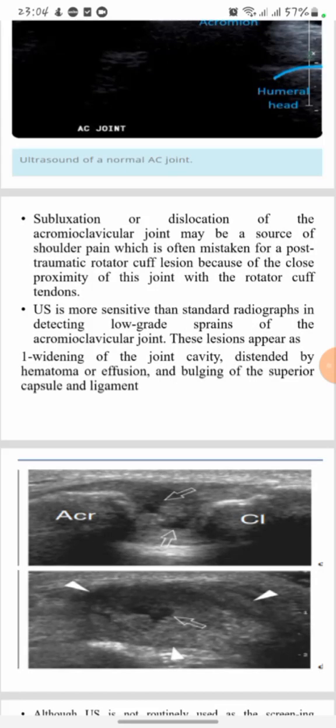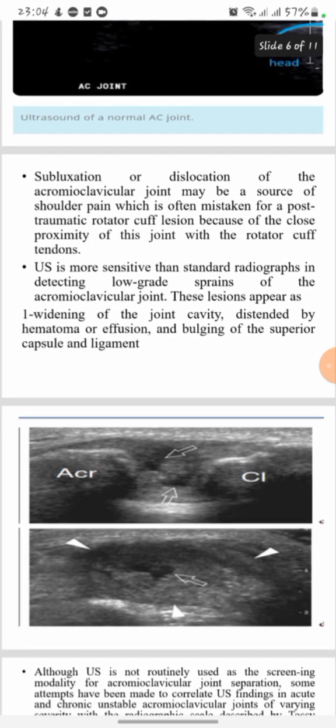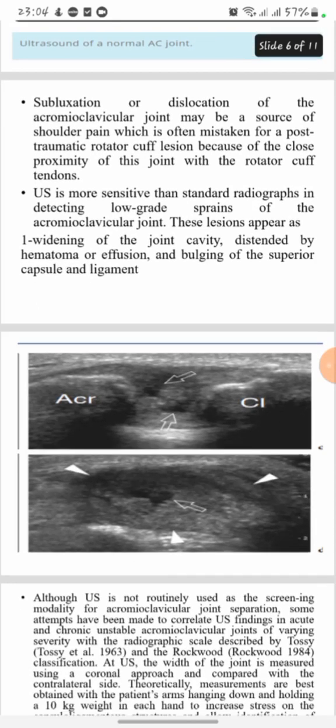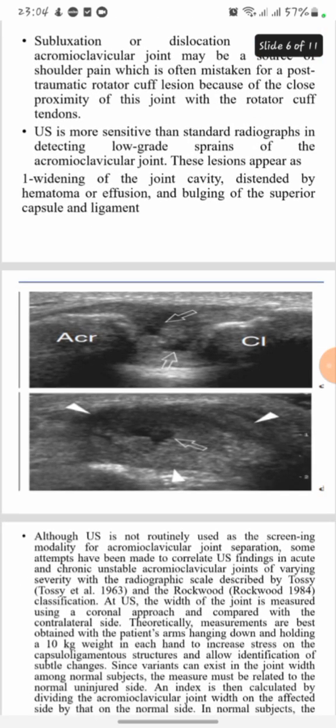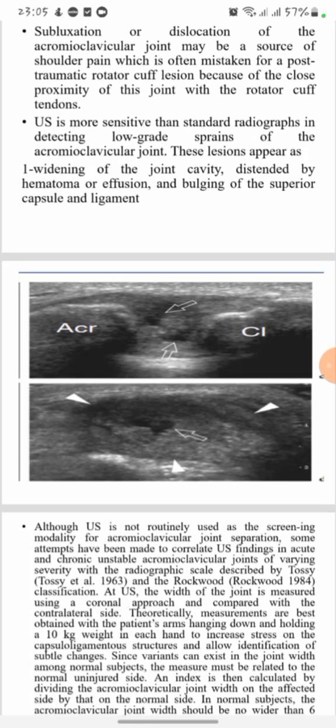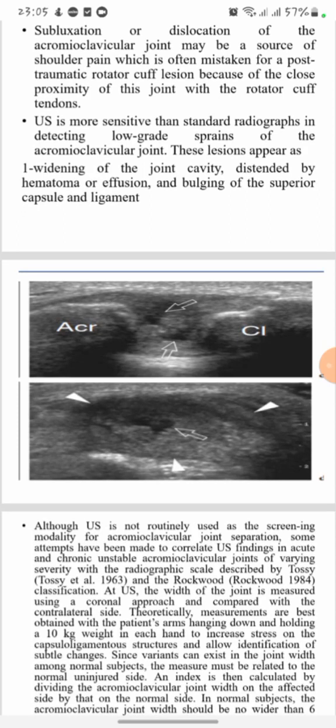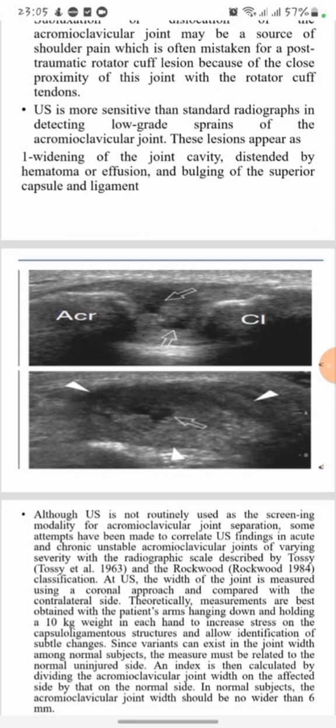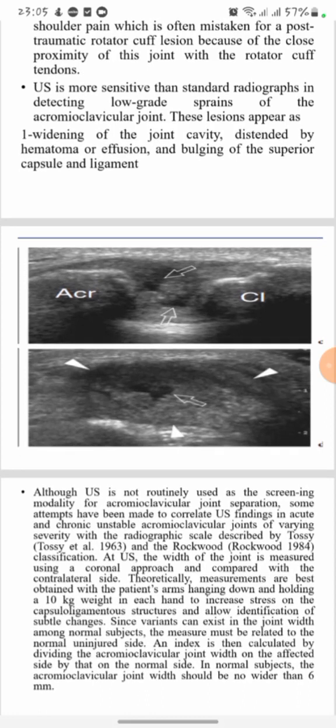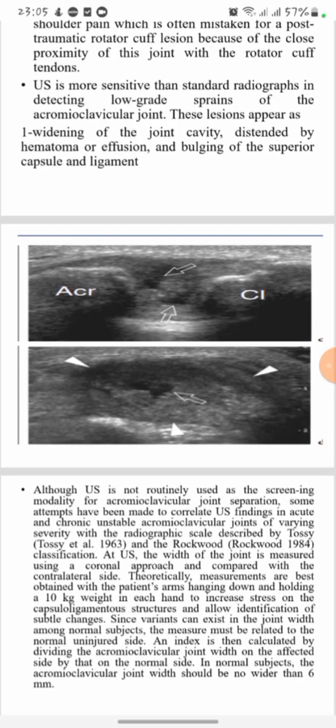So, subluxation or dislocation of the acromioclavicular joint may be a source of shoulder pain, which is often mistaken for a post-traumatic rotator cuff lesion because of the close proximity of this joint with the rotator cuff tendon. Ultrasound is more sensitive than standard radiography in detecting low-grade sprain of the acromioclavicular joint. These lesions mainly appear as widening of the joint cavity, distended by hematoma or effusion, and bulging of the superior capsule and ligament.